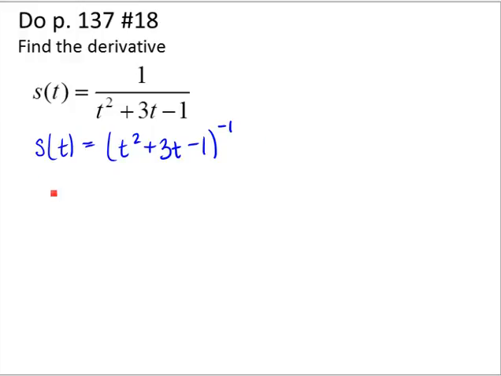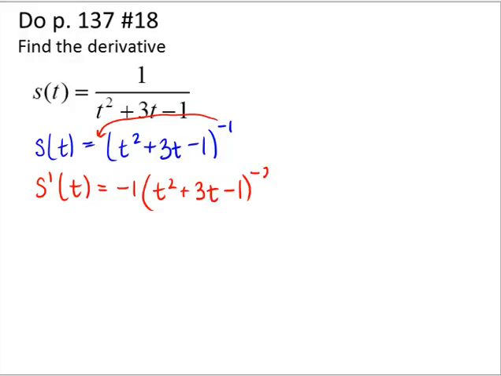So now that it's rewritten, I'm ready to take the derivative. The derivative, then I'm going to pretend this is my big X. I'm going to bring this out in front. I'm going to rewrite what's on the inside of the parentheses, lower it by 1, and take the derivative of what's inside.